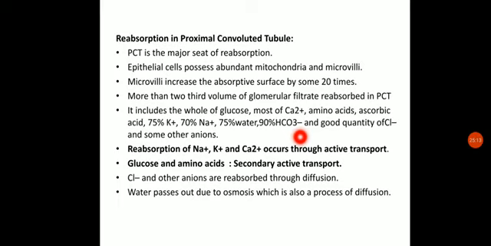Now this PCT will be absorbing things in different manners. The reabsorption of sodium, potassium and calcium occurs through active transport. It means it will require energy in the form of ATP, and hence we can say the sodium, potassium and calcium will be moving from lower concentration to higher concentration, against the concentration gradient.